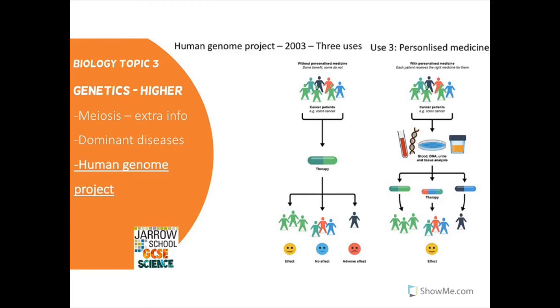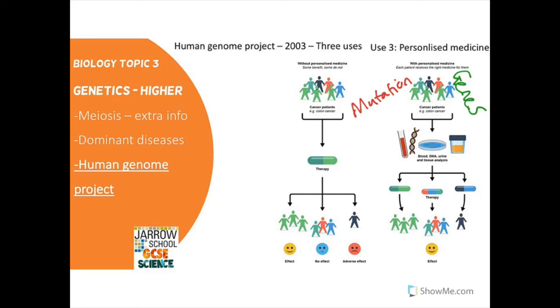And the third use is this idea of personalised medicine. So at the minute, if you have a certain disease, so the example here is colon cancer, everybody at the minute gets the same treatment for that type of cancer, and on some people that treatment works, on other people it doesn't have an effect, and on some people it actually makes them worse.